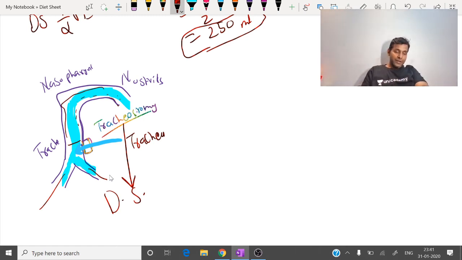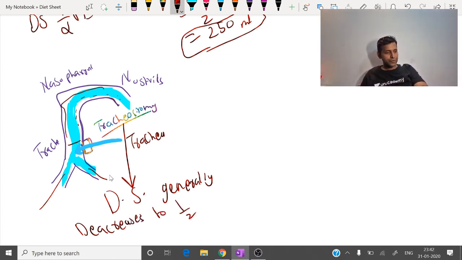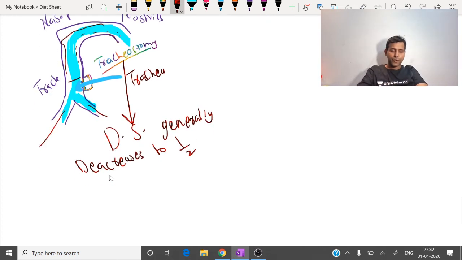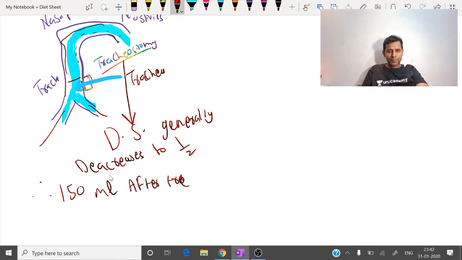Remember, in tracheostomy, the dead space generally decreases to half of its original value. So if a person's dead space is 150 ml, after tracheostomy it will become 75 ml. After tracheostomy, the dead space becomes 75 ml.